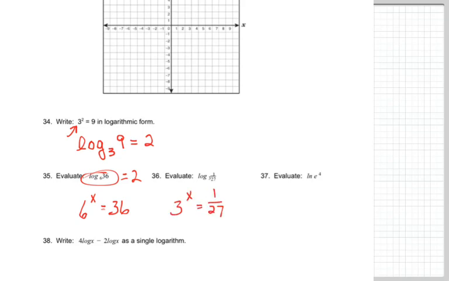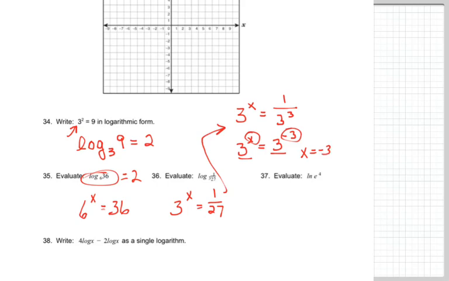This one's not as easy to do just by looking at it. So I'm going to create a little space up here. So what we do is we try to get common bases. 27 can be written as a 3 cubed. Negative exponents allow me to write that as 3 to the negative 3, the reciprocal. And now that the bases are identical, the exponents must be the same. So the exponent of negative 3 must give me 1/27th. So log base 3 of 1/27th is negative 3.